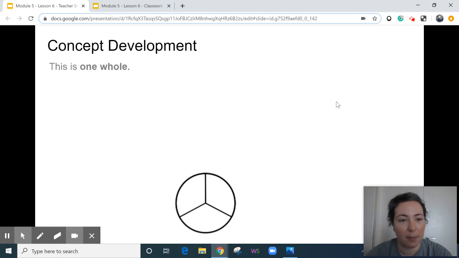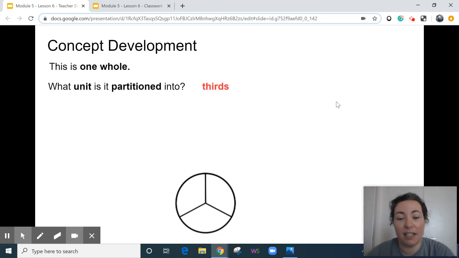Okay, so now we have another shape. Again, this is one whole. But what unit is it partitioned into or divided into? It's divided into thirds. What is the unit fraction?